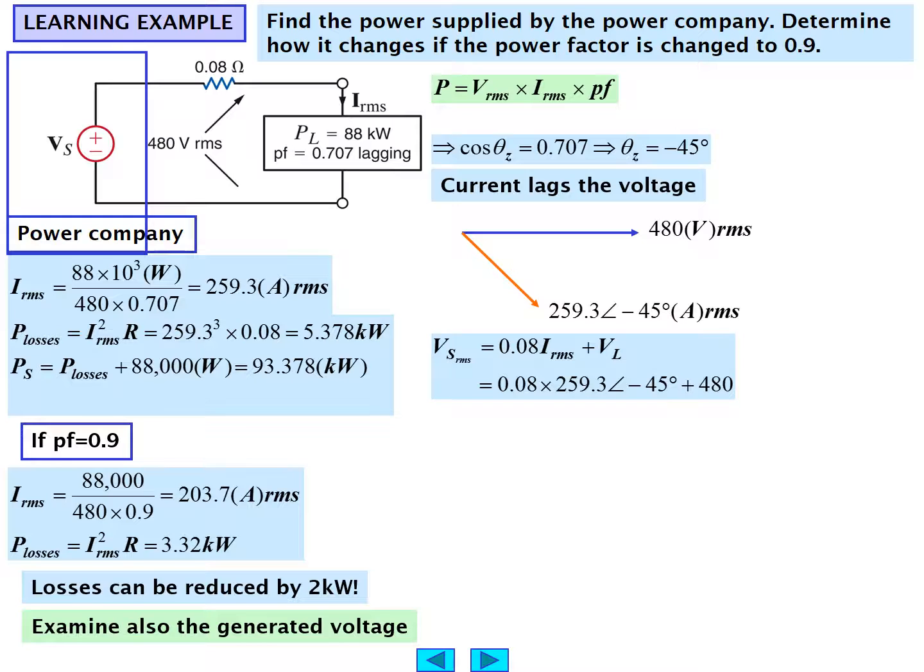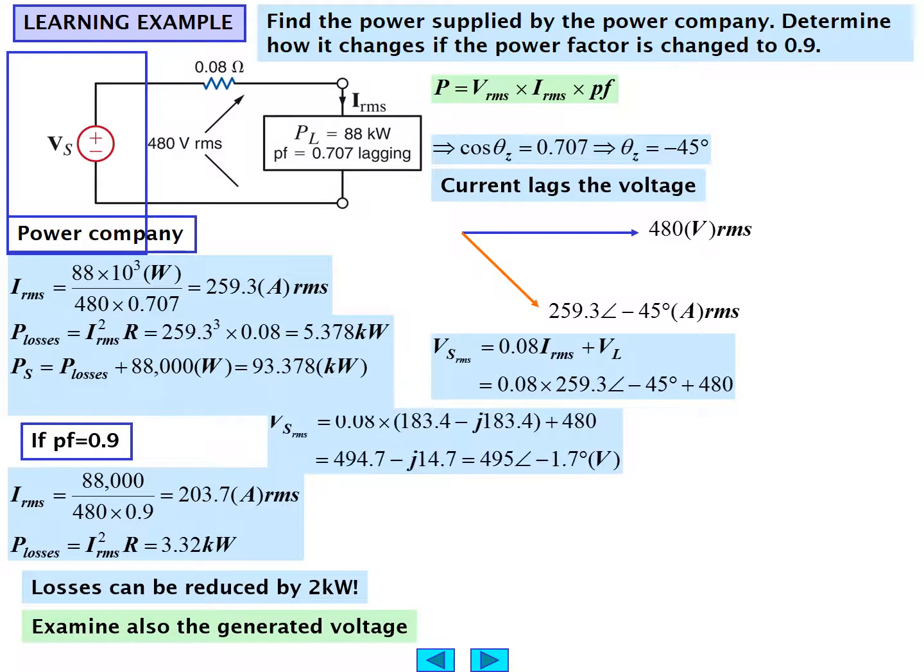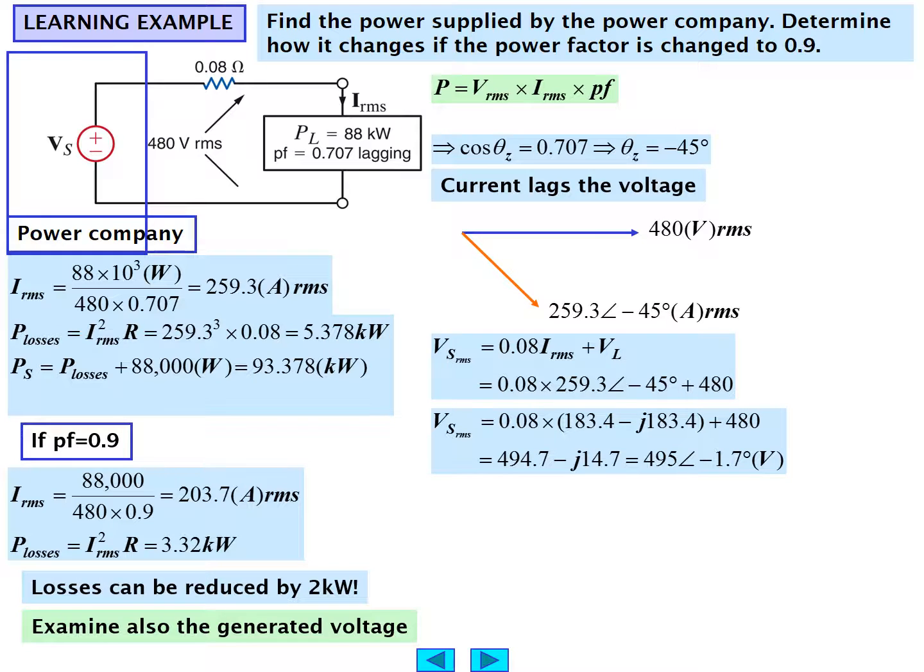Substituting the values that we just found, notice that we have mixed mode complex arithmetic with a phasor value and real values. We have to reduce that to rectangular form and then produce an answer which is either in rectangular form or in phasor form for V sub S RMS as 495 angle minus 1.7 degrees, even though the load is 480 volts. That's because of the losses.